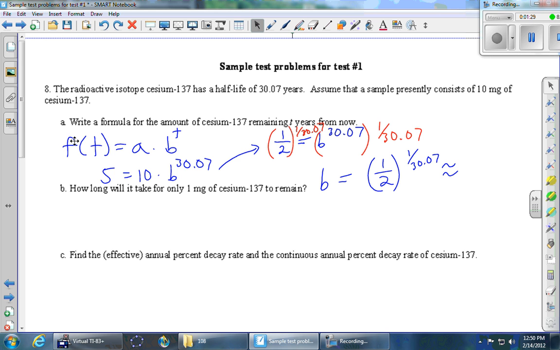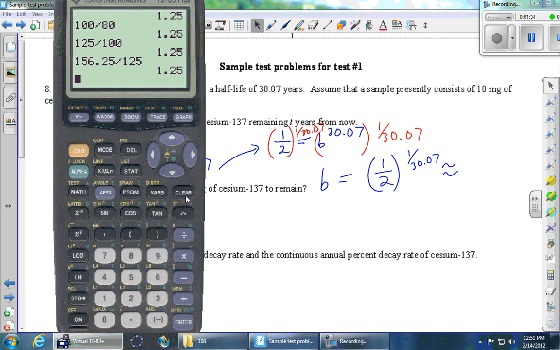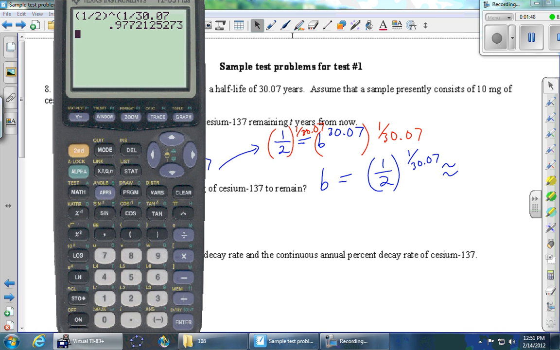We'll go ahead and get the estimate for this on the calculator. So we're doing 1/2 raised to the 1 over 30.07. And B is that. B is a number smaller than 1 because it's radioactive decay, so that makes sense. I'm going to write 0.977.